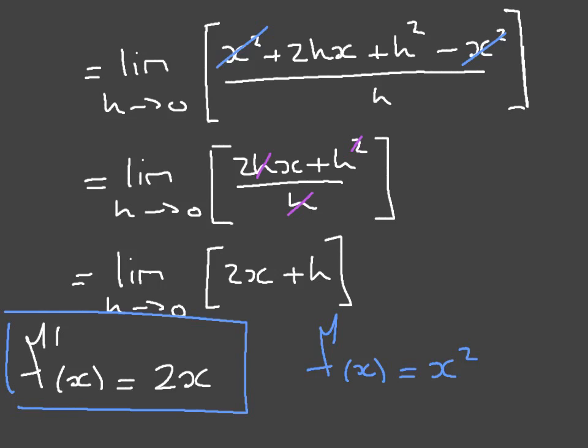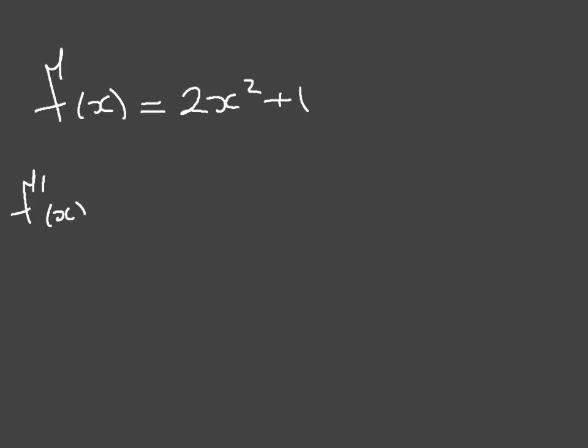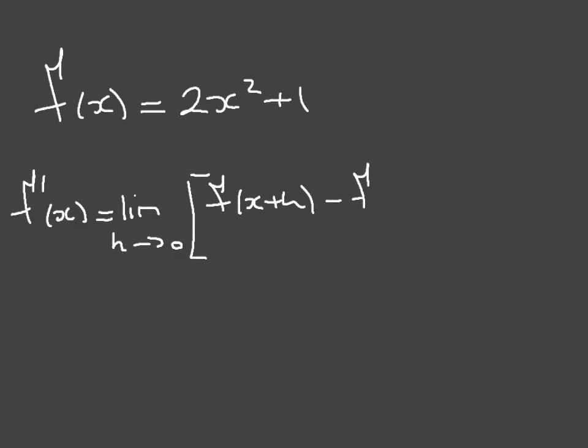Let's look at another example. Let's say we had to differentiate f of x equals 2x squared plus 1. Again, using first principles. Well, again, we would start by writing f dash of x is equal to the limit as h tends towards 0 of f of x plus h minus f of x over h.